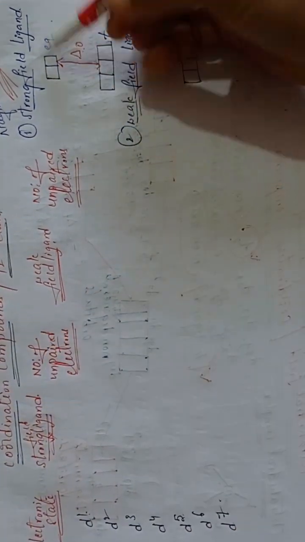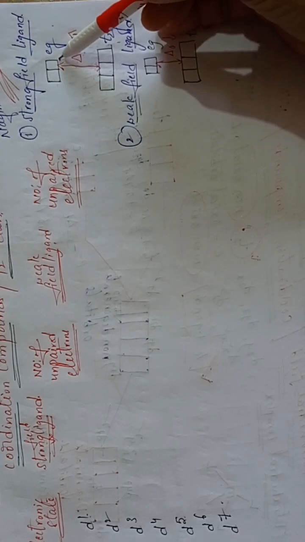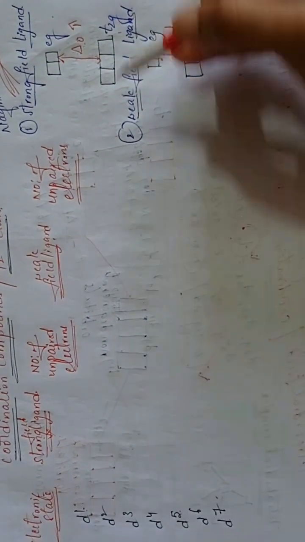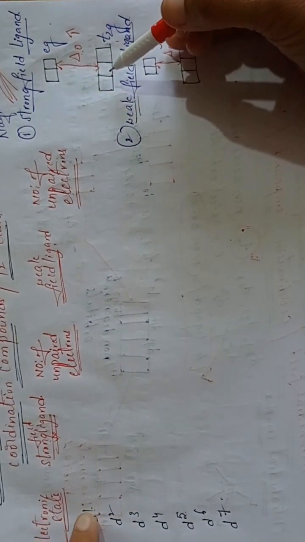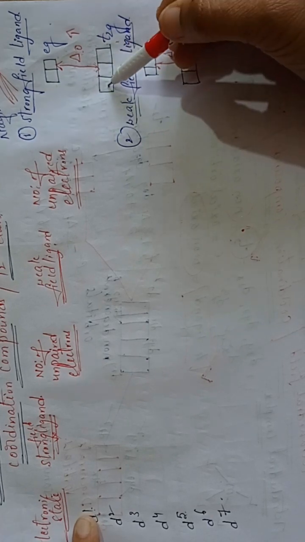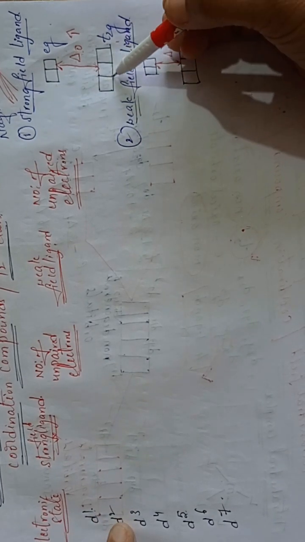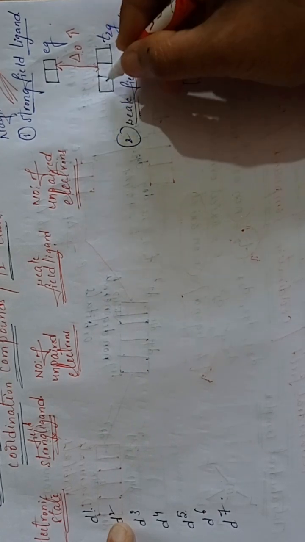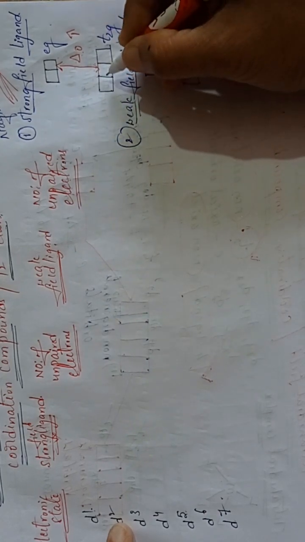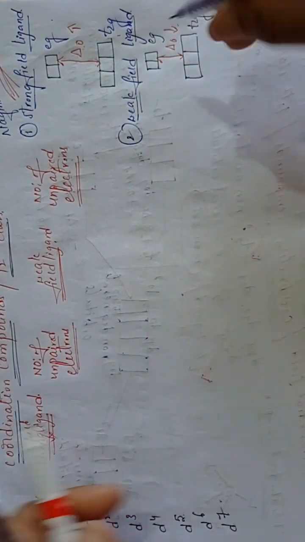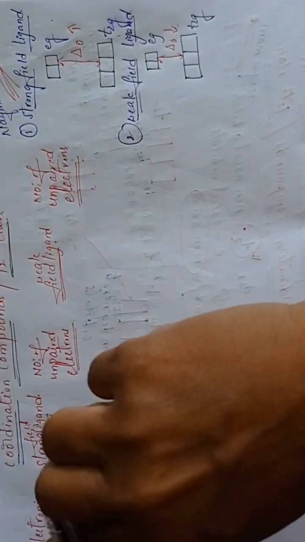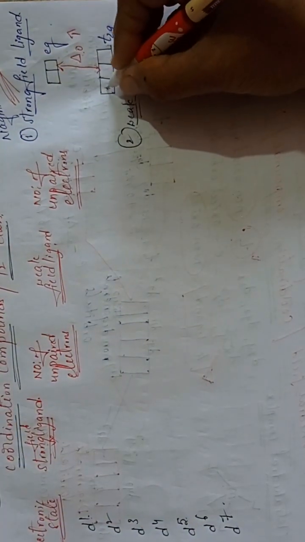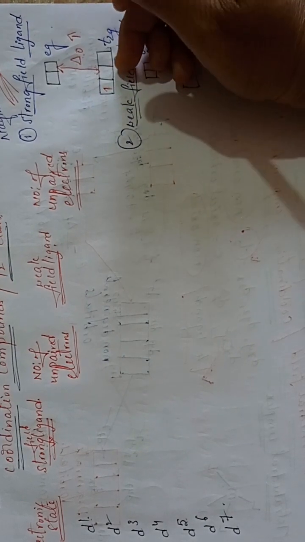See here, T2G, Eg. First D1, the first electron. In the D subshell, this first electron enters into T2G. For the second electron, D2, T2G2 here. So the first electron is entering here, so I am writing it like this. This is the first electron.